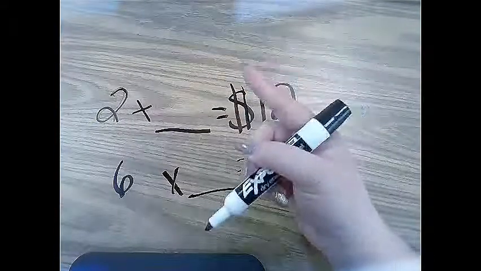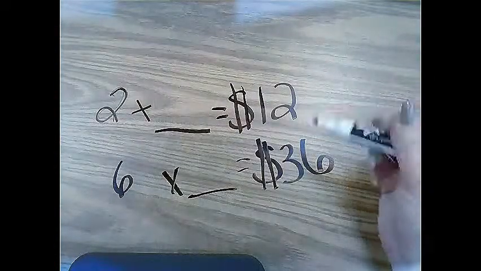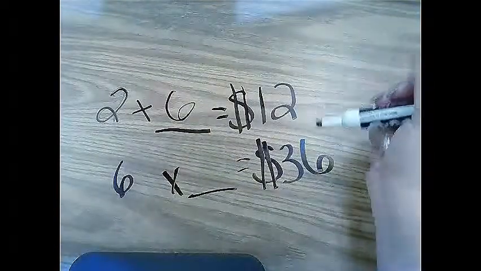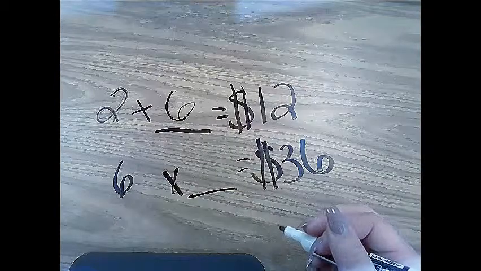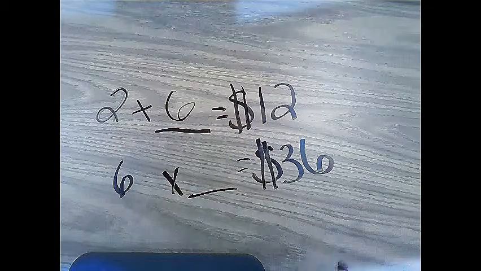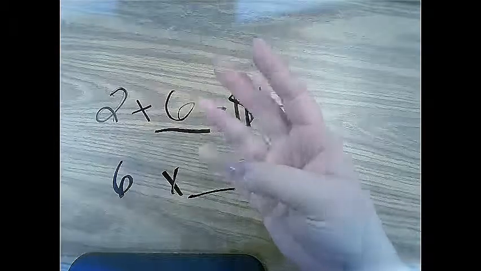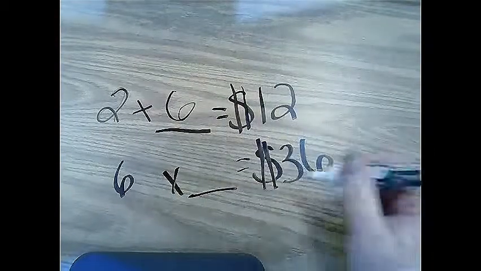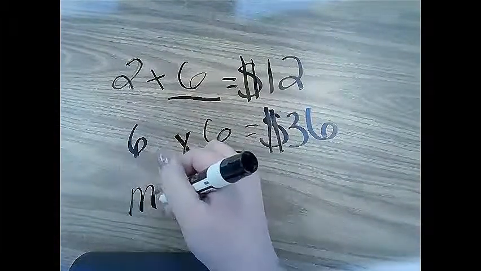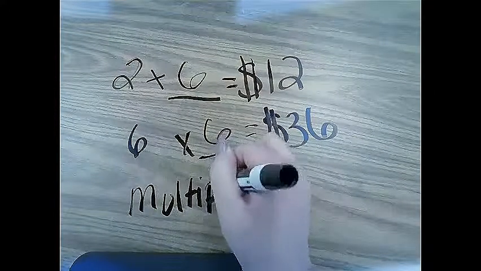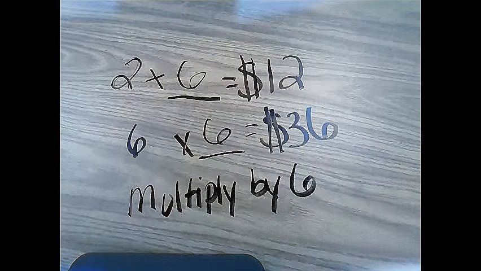Let's think about it. 2, 4, 6, 8, 10, 12. So 2 times 6 equals 12. Do we think 6 times 6 equals 36? Let's think about it. 6 times 5 is 30, and add on another group of 6. So 31, 32, 33, 34, 35, 36. So yes, 6 times 6 is 36. So I would say the rule is to multiply by 6.